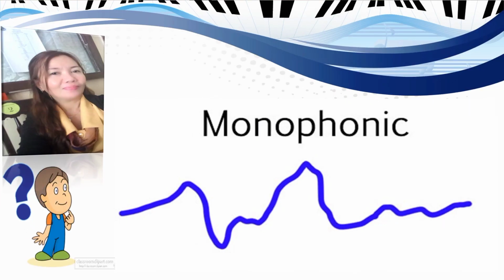Okay, so this is now the illustration of a monophonic texture. It says there is only one line melody. So this is now the representation of a monophonic texture: one line, or a single layer of sound. So, single layer. I hope it is already clear to everybody.